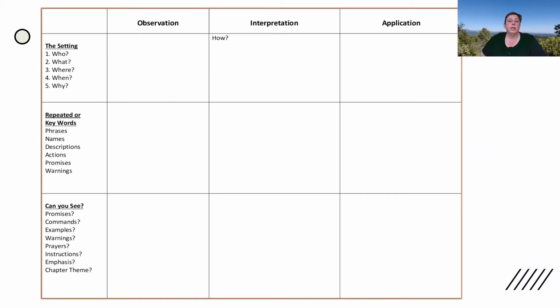Now for every chapter we will be doing the setting. These are known as the 5 W's. That's who wrote it, what's it about, where, so who's it being talked to, when is it, so what period, and why. We would write all these answers down in the observation columns.